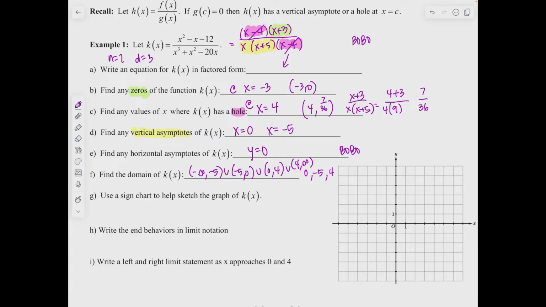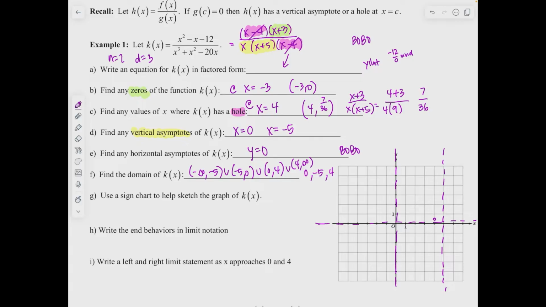Use the sign chart to help sketch the graph. I have vertical asymptotes at x equals 0 and x equals negative 5. I have a horizontal asymptote at y equals 0. I have a hole at 4, 7 over 36, so 18 over 36 is a half, so somewhere there. For the y-intercept, if x equals 0, I get negative 12 over 0, which is undefined. That means I do not have a y-intercept. It also makes sense because on the y-axis, I have a vertical asymptote.